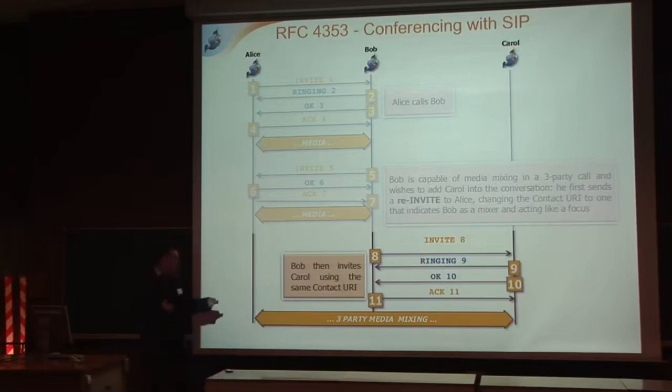Now, what is important here is that both Alice and Carol would be communicating with Bob only. It is up to Bob to mix packets that he's getting from Carol with his own audio and then send it to Alice. And it is, again, up to him to mix packets that come from Alice with his own audio and send it to Carol. This is why agents like Bob are often referred to as mixers. That's how I'm going to call them.